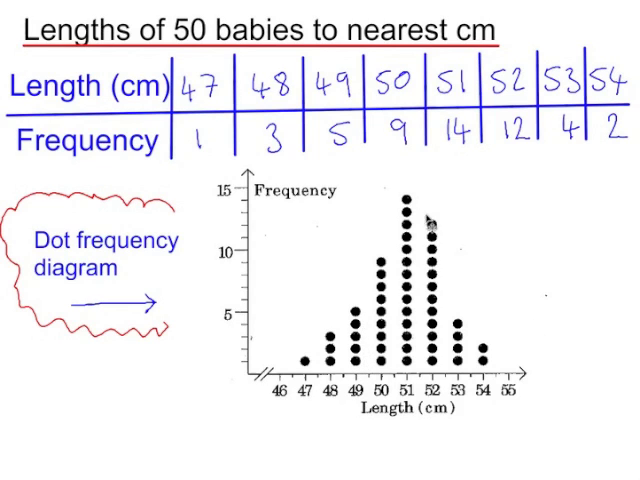Now, the problem with this form of display is that a dot frequency plot is more suitable for discrete data. These dots, as they're placed, suggest that each baby is exactly 47 or exactly 48 centimetres long, when in reality this data has been rounded to the nearest centimetre. So this baby that's 47 centimetres long could be anything from 46.5 to 47.5 centimetres. Although if it was 47.5, it would be rounded up to the 48 category.